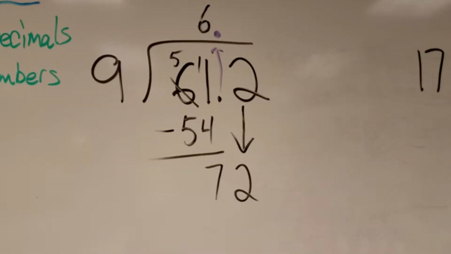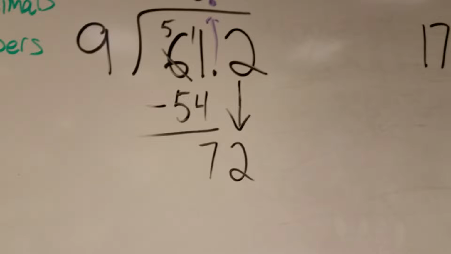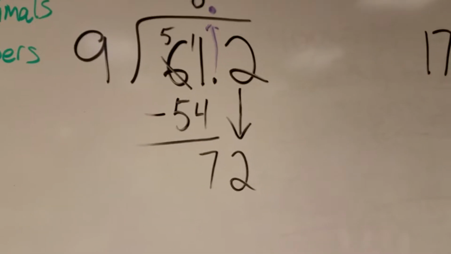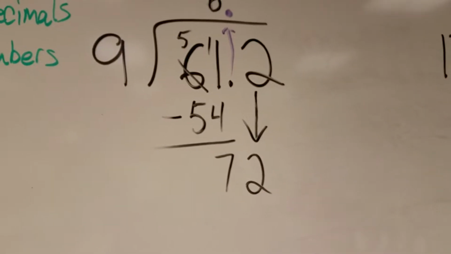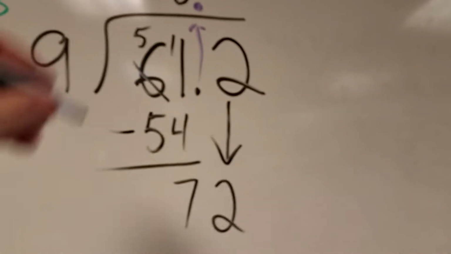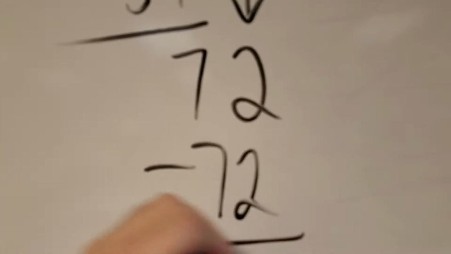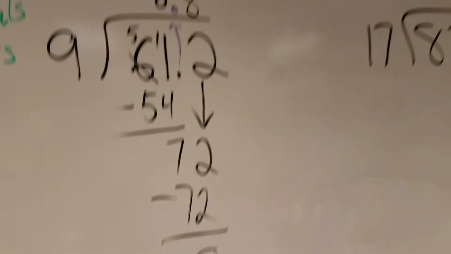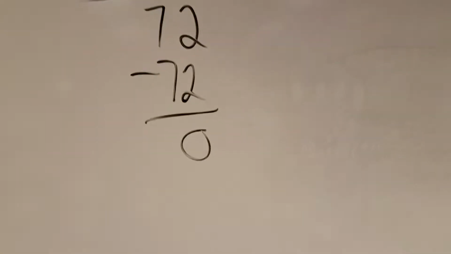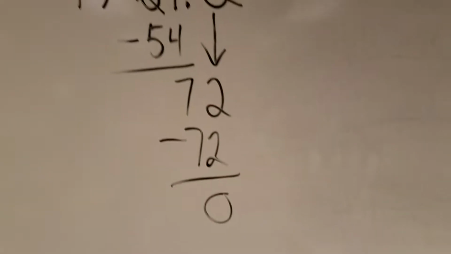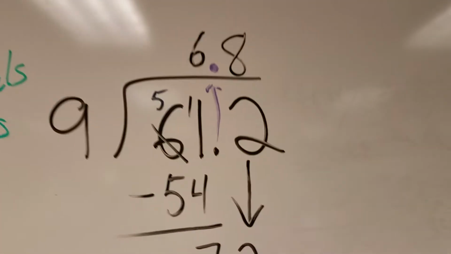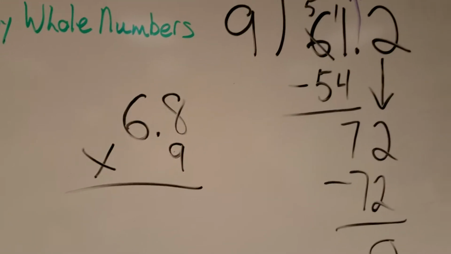So far we have 6 point something. So now we do 72 divided by 9. 9 times 8 is 72. So my 8 goes right here. I subtract out my 72. I don't have any other numbers to bring down. I don't have a remainder. I got down to 0. That's great. So I'm done. My answer is 6.8.